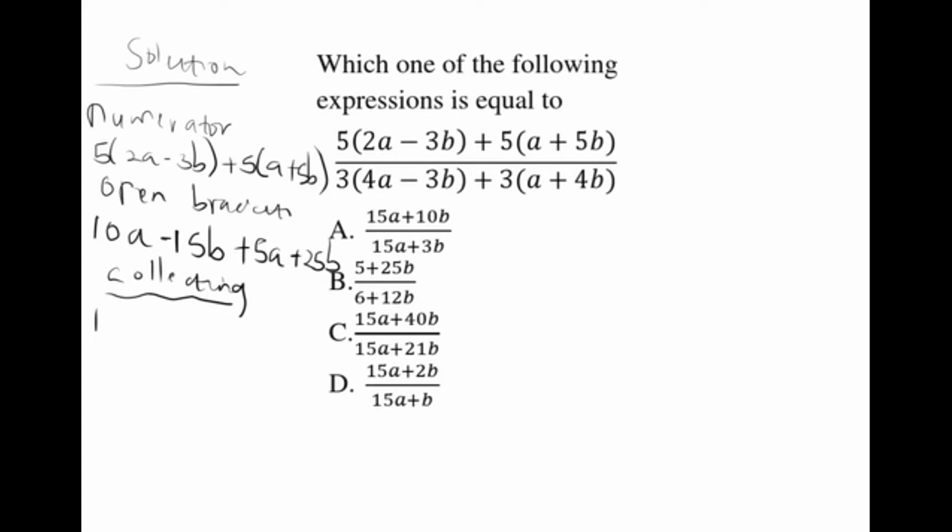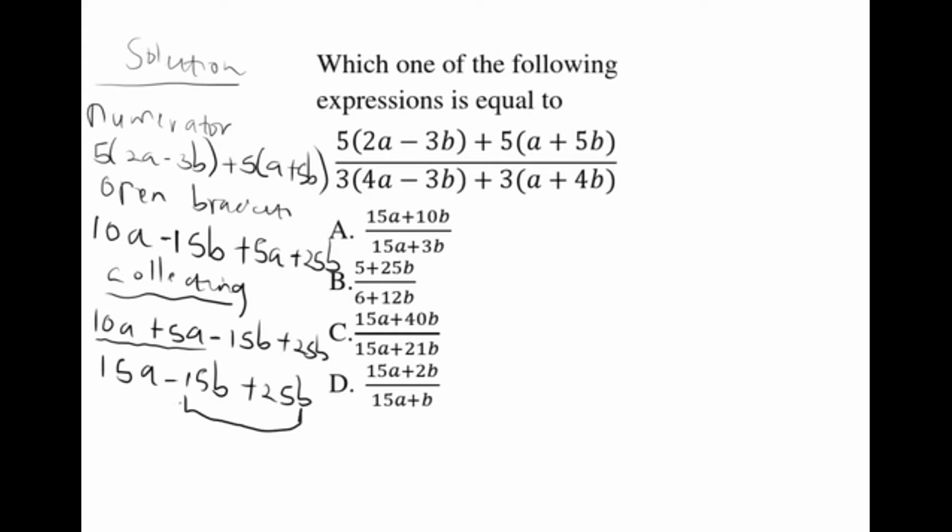In this case, we have 10a plus 5a minus 15b plus 25b. 10a plus 5a is going to give us 15a minus 15b plus 25b. In this case, where we have minus 15b plus 25b, assume that you have a debt of 15 shillings and in your pocket you have 25 shillings. Therefore, after you pay, you are going to remain with 10b shillings. In our case, our numerator is going to be 15a plus 10b. We can now proceed to solve the denominator.